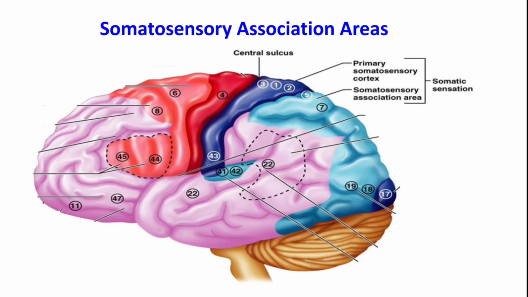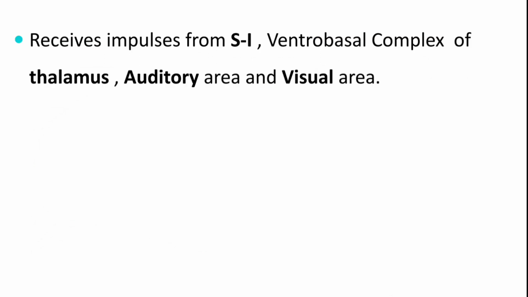Now we will talk about the somatosensory association area, and this area is located in the superior parietal lobule. Some part also extends onto the medial surface. This is Brodmann area 5 and 7, as you can see in this figure.